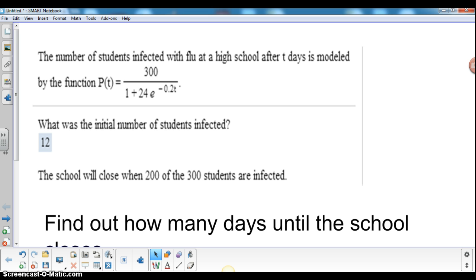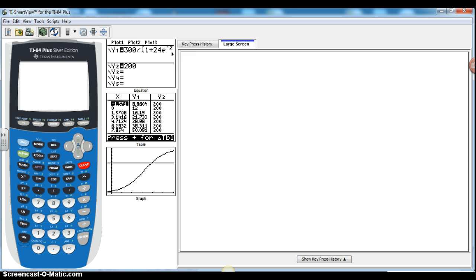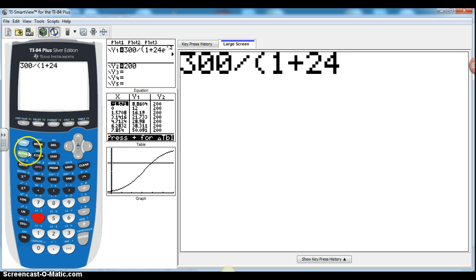So the first thing we're going to do is find the initial number of students infected, and you see the answer is 12, but let me show you how you got that. In our graphing calculator, I'm going to use the TI-84 for this one. On our home screen, I'm going to put in 300, and divide it by the bottom sum, in parentheses, 1 plus 24 times e. To get the e button, we go second ln.